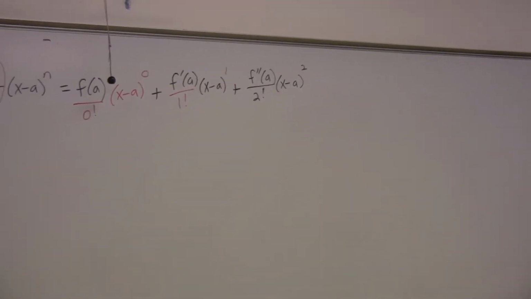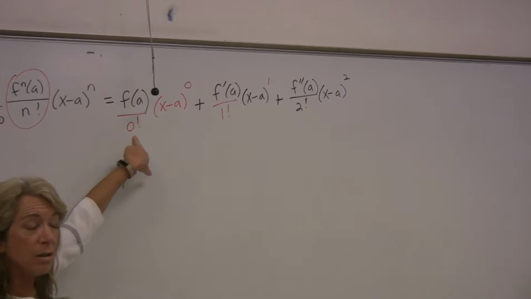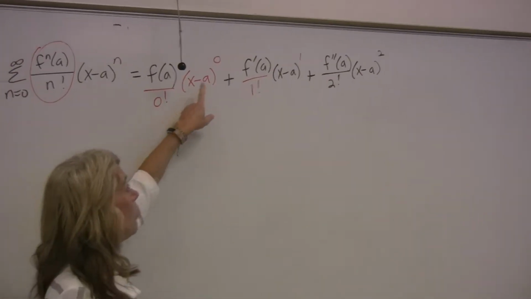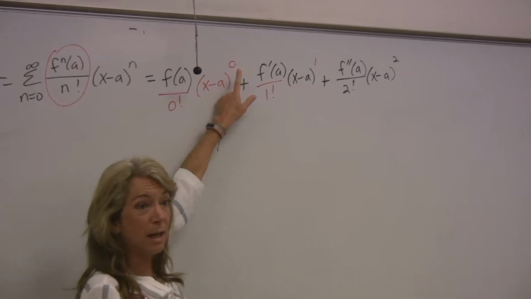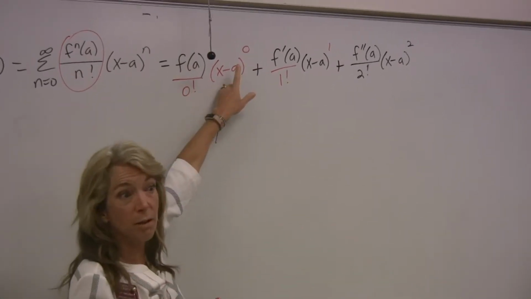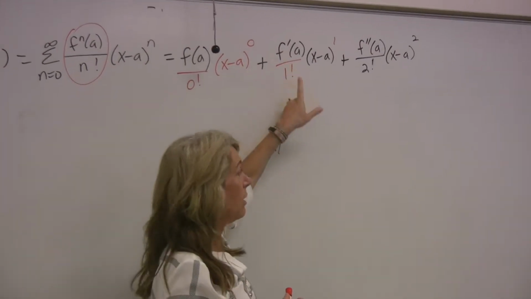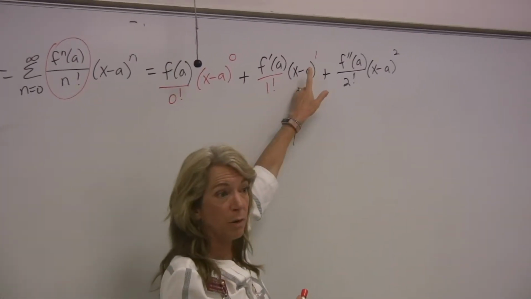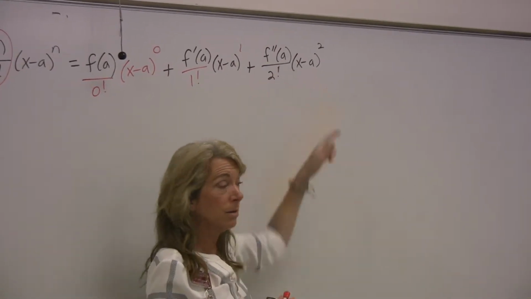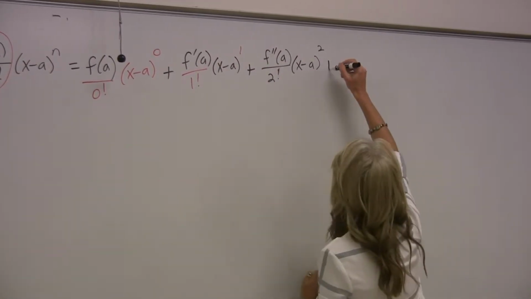But for each one, notice this fraction: the factorial in the denominator always matches the exponent on x minus a. The 0th derivative, 0 factorial, 0 exponent. First derivative, 1 down here, 1 exponent. Second derivative, 2 down there, 2 exponent. And so forth.